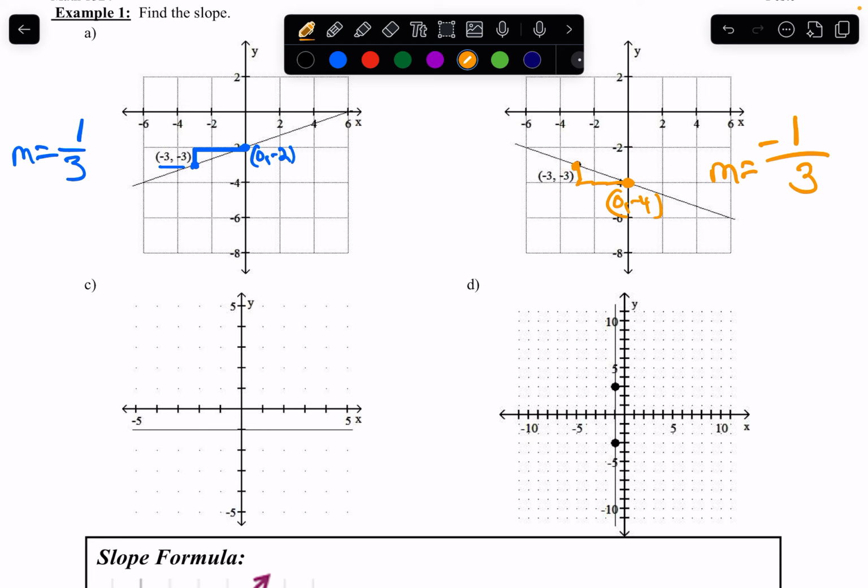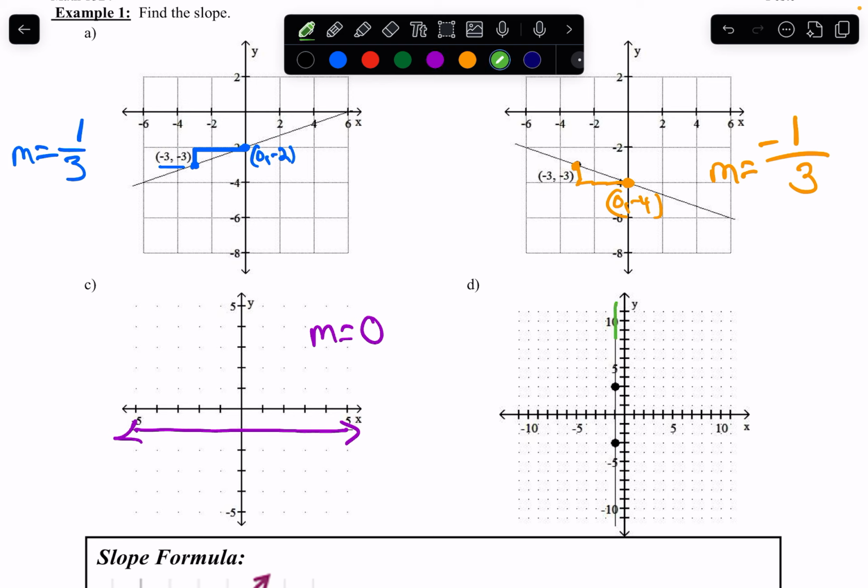C is the horizontal line right here. That was where the slope is a 0. So there is no rise, it's just a run. Because the rise is 0, the slope is 0. And anytime we divide 0 by any number, it's going to equal 0.